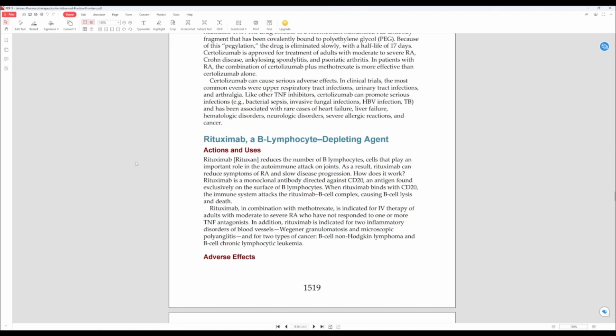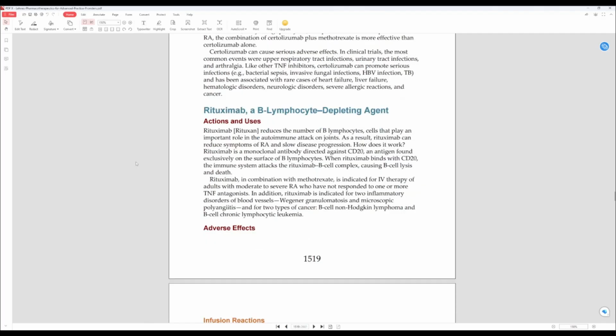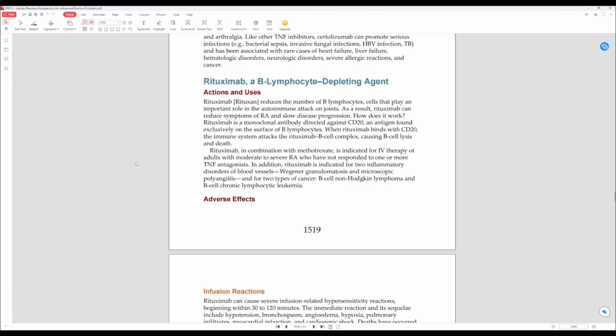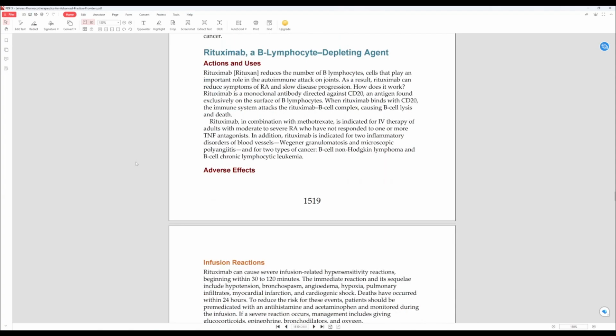But how does it work? Rituximab is a monoclonal antibody directed against CD20, an antigen found exclusively on the surface of B lymphocytes. When rituximab binds with CD20, the immune system attacks the rituximab B cell complex, causing B cell lysis and therefore its death. Rituximab, in combination with methotrexate, is indicated for IV therapy of adults with moderate to severe RA who have not responded to one or more TNF antagonists.